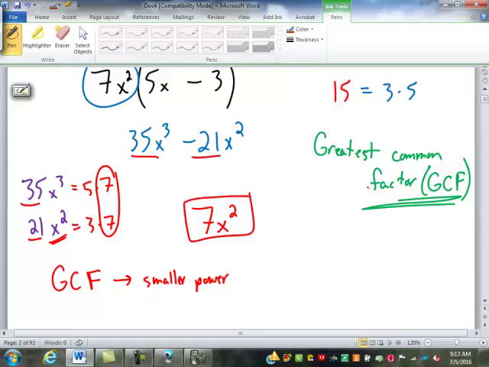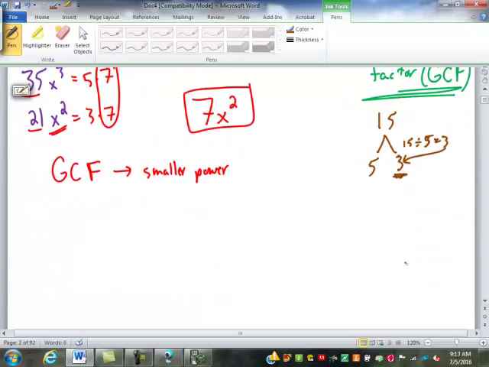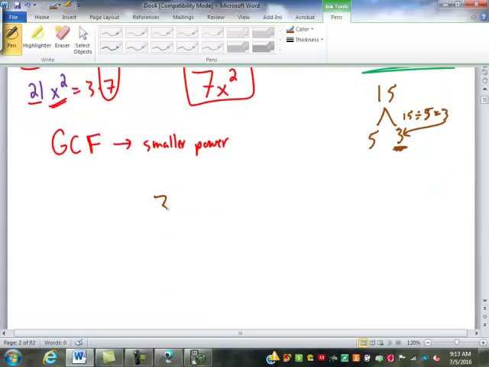So if we were asked to factor this, remember when we were doing those factor trees, if I had my 15 and I decided I was going to take out a 5, how did I find the number that went over here? I divided. 15 divided by 5 gave me 3, so I put 3 there. So the same thing is going to happen here. I have 35x to the third minus 21x squared. I decided that 7x squared is one of my factors, right? To find the number that goes here, I'm going to divide this by 7x squared.